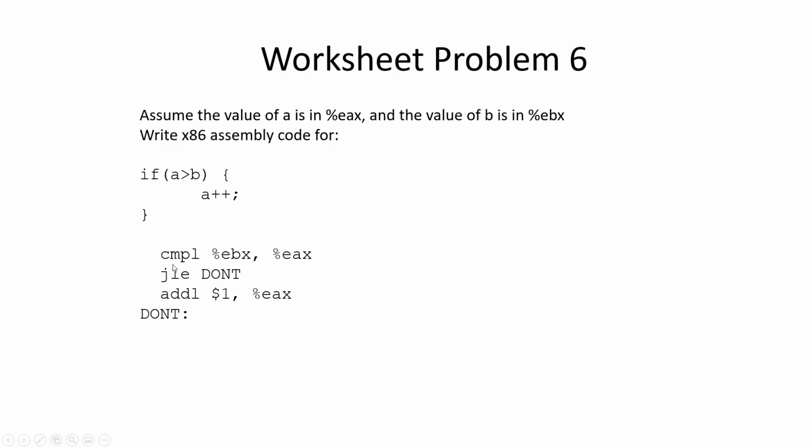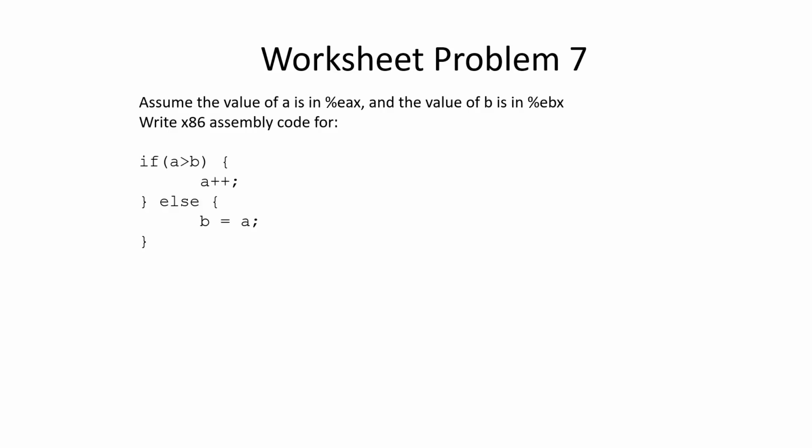So I'll do my comparison. I'll jump if I don't want to do the block. Otherwise, I'll do what's in the if statement right there, and then carry on with statements beyond the don't. Okay, now go ahead and take a look at worksheet problem 7. We're going to do basically the same thing. This is now an if else block. So if A is greater than B, we're going to do that code, else we'll do that code.